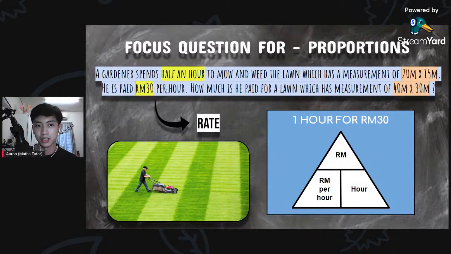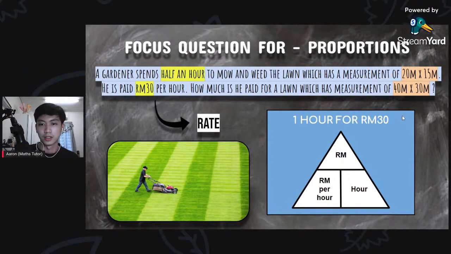Okay, the rate, which is RM30 per hour, is the rate. Then we need to focus on what the question wants us to answer. It says, how much is he paid? How much does the gardener get for mowing the lawn of this measurement?